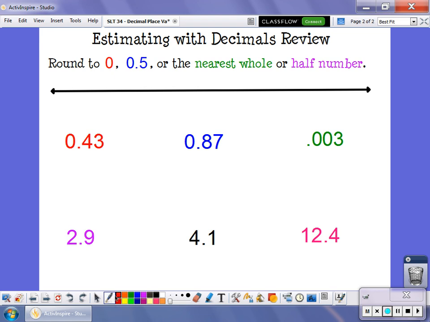The easiest way to see this is using a number line. So I'm going to start here with this number, which is 43 hundredths. Okay? If this were 0, and this were 1, and right here is going to be our half.